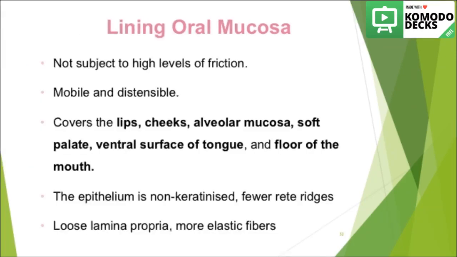On the other side, the lining oral mucosa is not subject to high levels of friction. It has a texture that is distensible, mobile. It covers the lips, cheeks, alveolar mucosa, soft palate, ventral surface of the tongue, and floor of the mouth. The epithelium here is non-keratinized and has fewer rete ridges. The lamina propria is loose and has more elastic fibers.